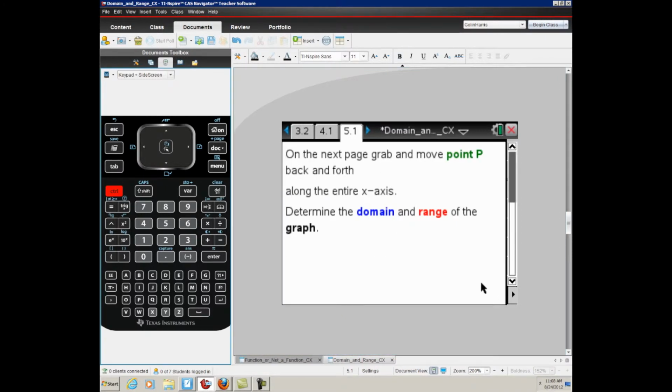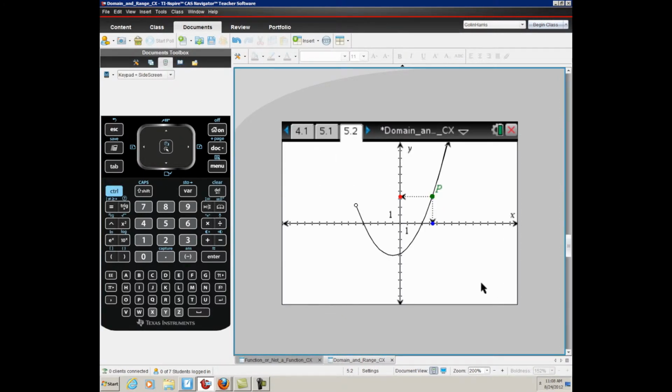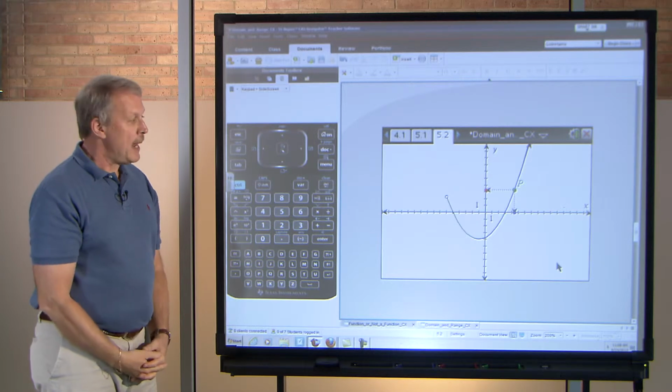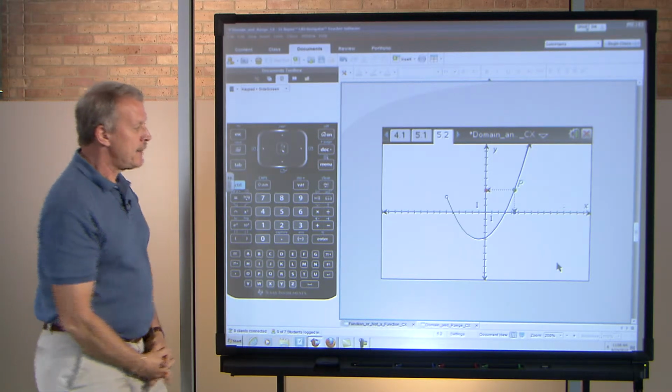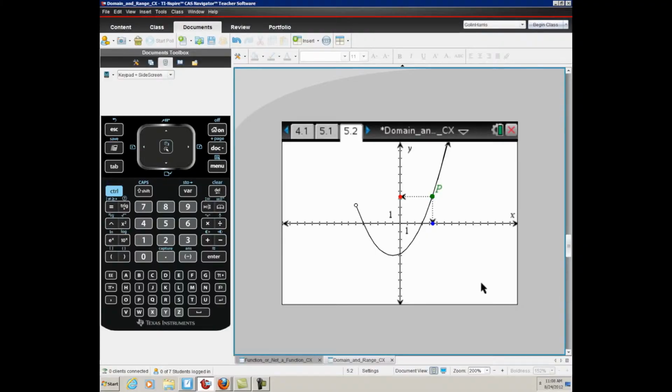The third example is one of my favorites, part of a parabola. And it has a little subtlety in it that I'm sure many of you recognize. I'm going to go ahead and grab point P again and move it along here and pull it all the way up there and pull it all the way down.